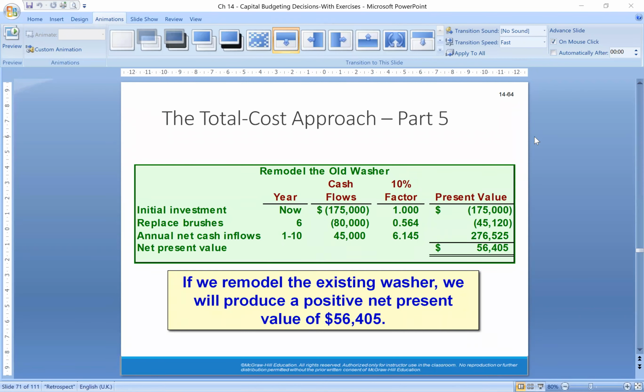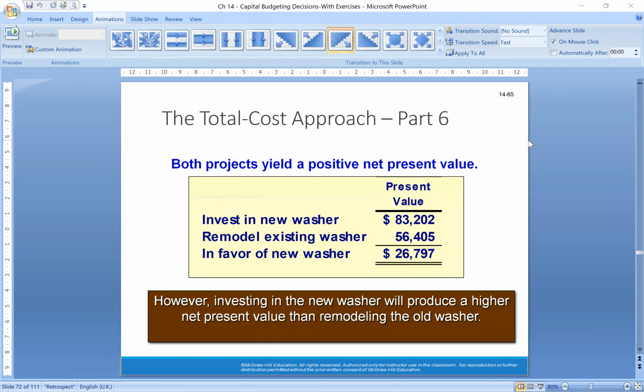New machine or old machine? New machine. Why? Because the net present value is higher. If we have a positive net present value for both, I will choose the higher net present value. So the difference in favor of the new washer will be the difference between the net present values for the two projects.